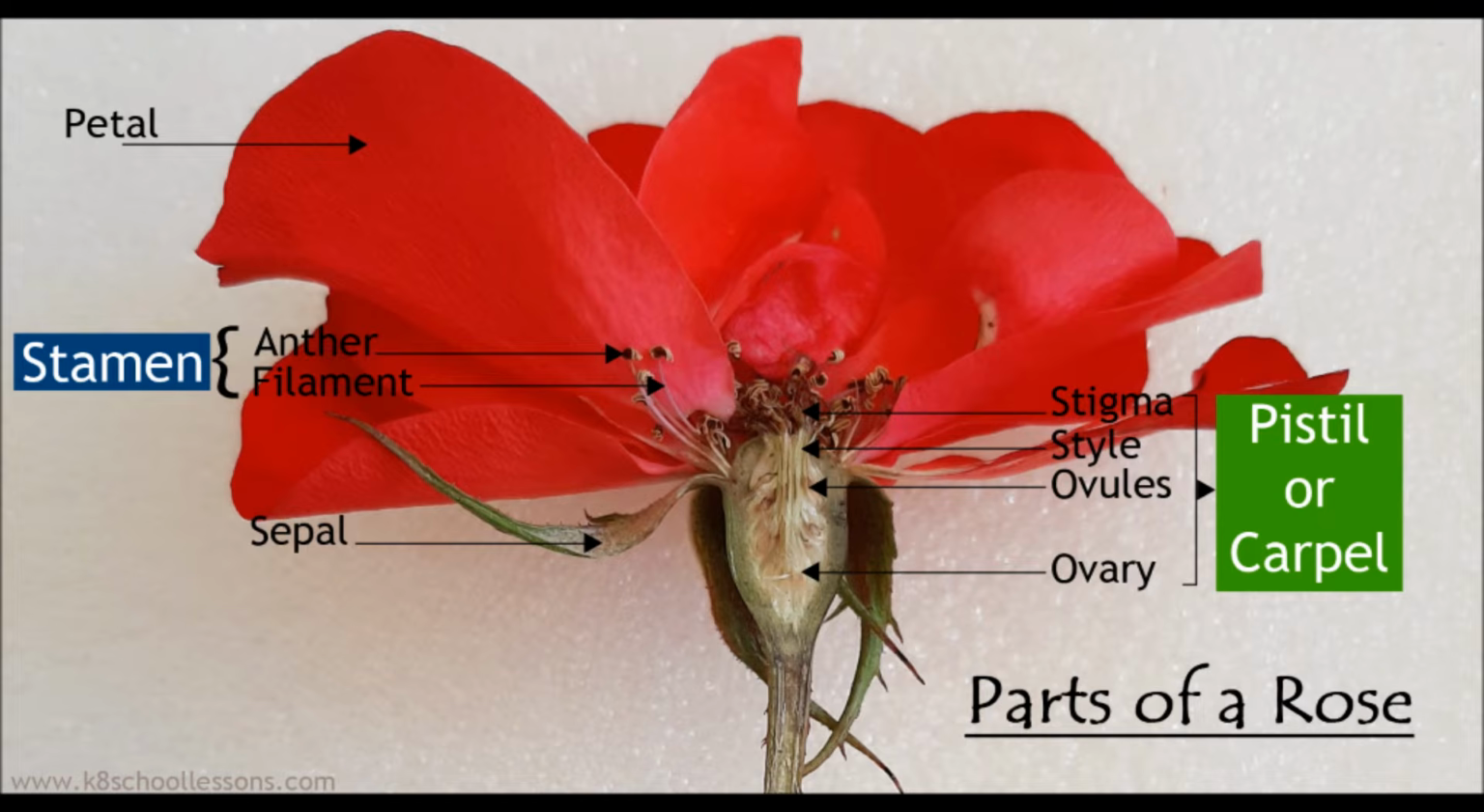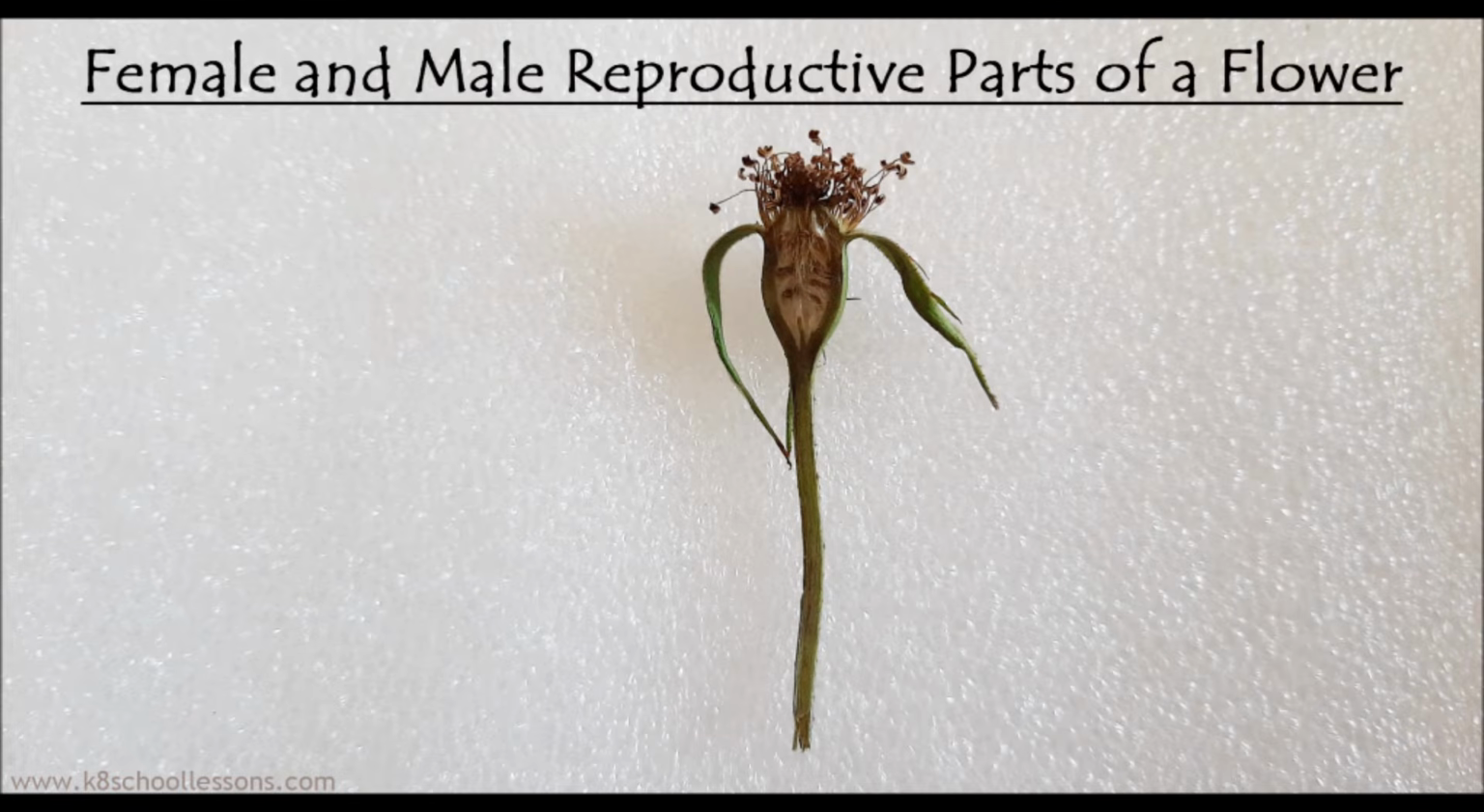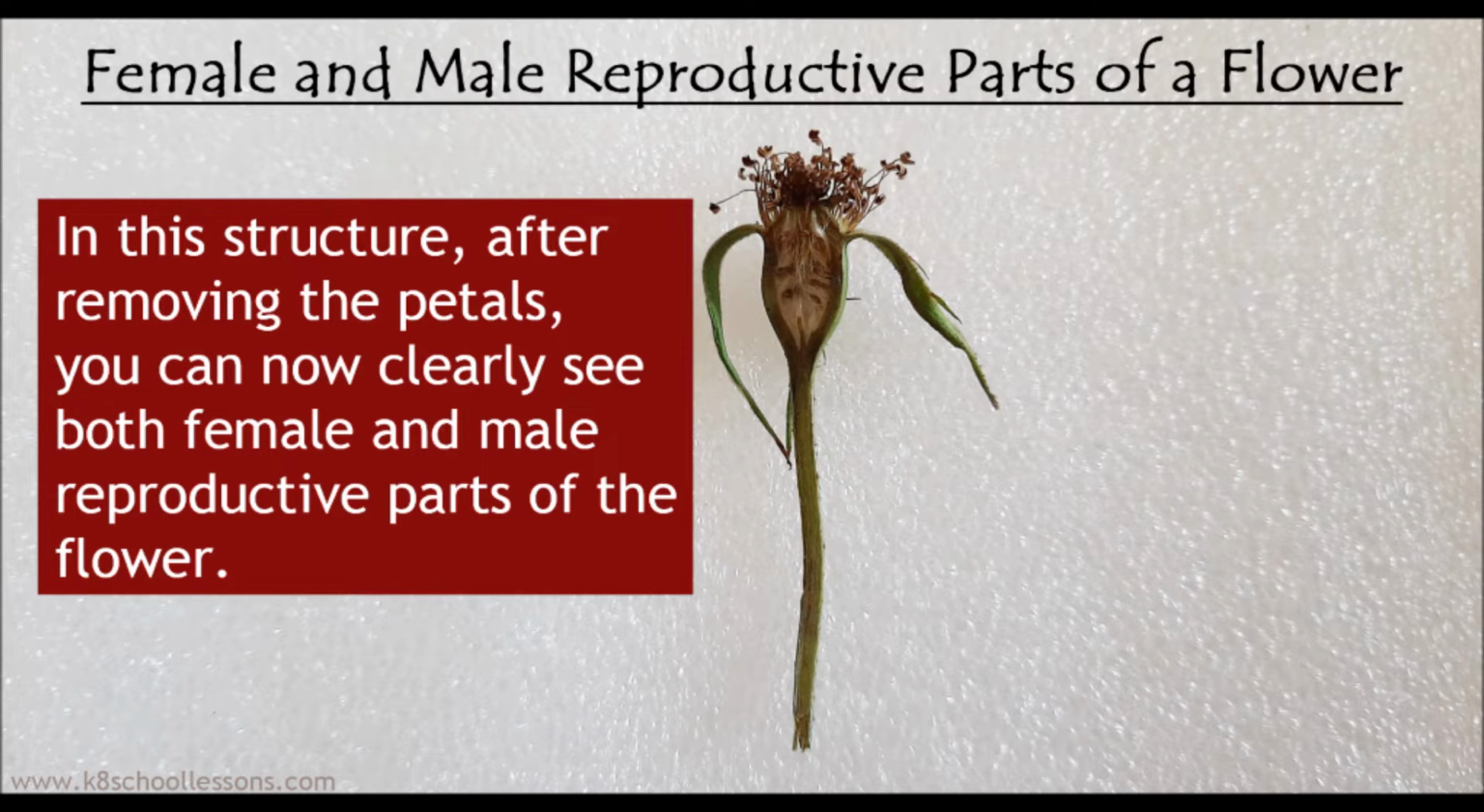Sepal. Hypanthium or receptacle. Stalk. Female and male reproductive parts of a flower. In this structure, after removing the petals, you can now clearly see both female and male reproductive parts of the flower.